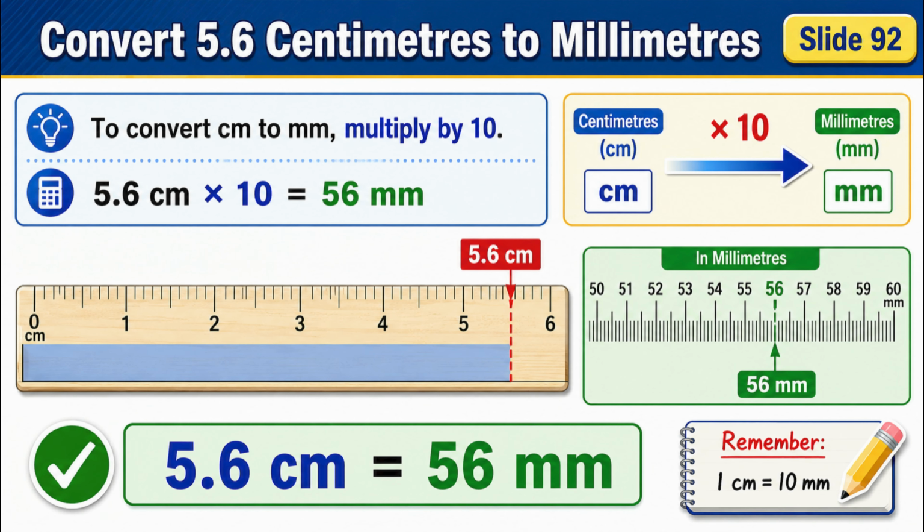Convert 5.6 centimeters to millimeters. To convert centimeters into millimeters, multiply by 10. Each centimeter has 10 millimeters. 5 centimeters is 50 millimeters. 0.6 centimeter is 6 millimeters. So, 5.6 centimeters equals 56 millimeters.